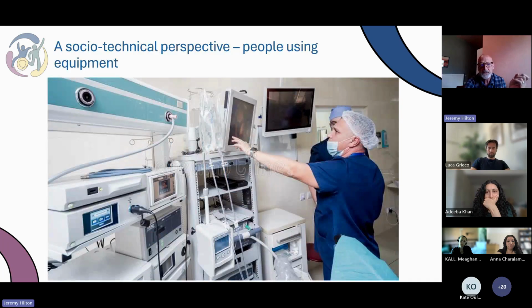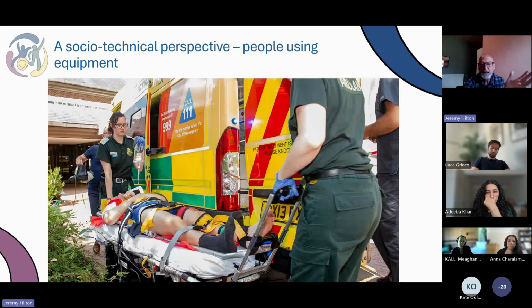Another way of looking at systems is a socio-technical perspective. So it's actually looking at the systems in that they may find new ways of using equipment or new purposes for which it wasn't fully designed. I'm not sure that's the case in this situation. But again, you procure ambulances and the ambulance equipment, but how it's used is very different depending upon the skills and expertise of the paramedics using it.